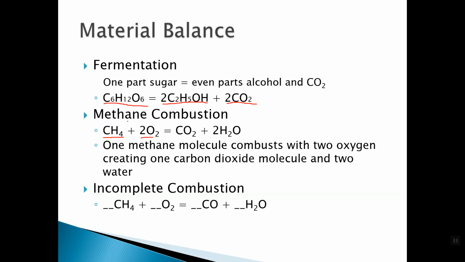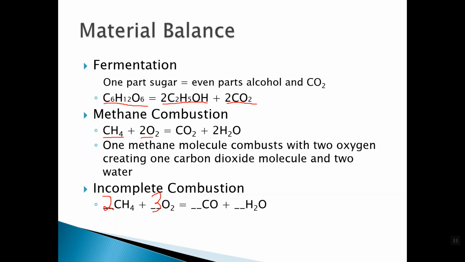So if we have 2 oxygen for every 1 of methane, which means we have plenty of oxygen, we have a complete combustion. Now, what happens if we don't have enough oxygen going into our furnace? And let's say instead of having a 2-to-1 ratio, we only have a 3-to-2.